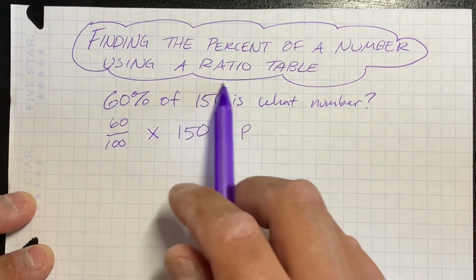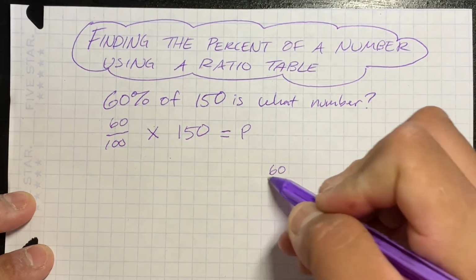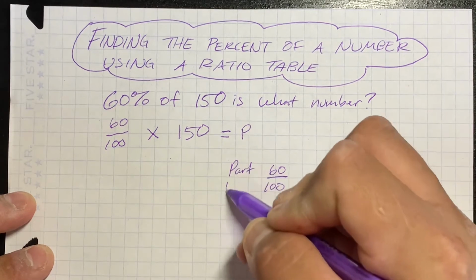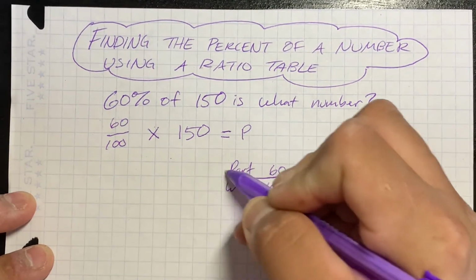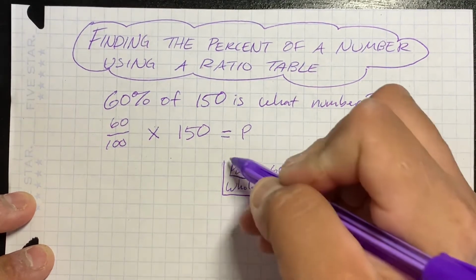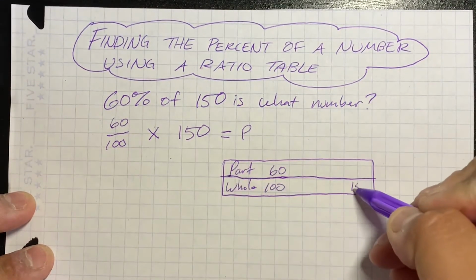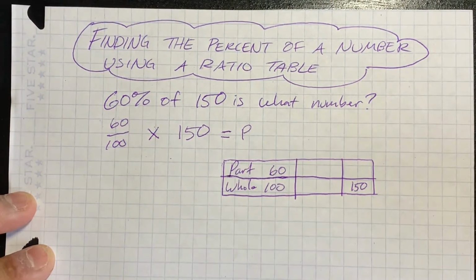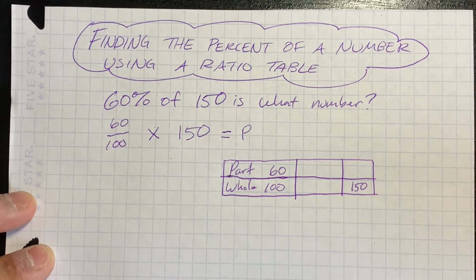But I wanted us to use a ratio table. So again, we have 60 over 100. So again, we have a part to a whole, part to whole, 60 over 100, and we want to get to 150. So we want to know, 60% of 150 is what number? Well, let's go ahead and look at patterns here.